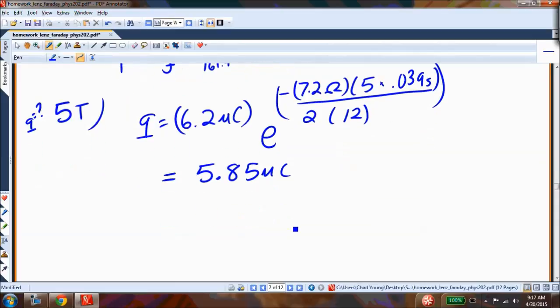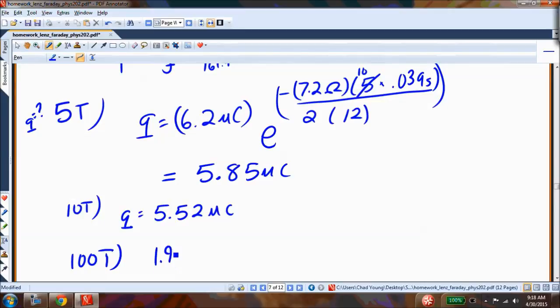I do the same thing for 10T and 100T. I'll just give you the numbers, but it's exactly the same, except you're going to change this to a 10 now. And here I get a charge equal to 5.52 microcoulombs. And finally at 100T, I get 1.92 microcoulombs. So remember this charge, I'll very likely ask you to plot this, by the way, just to sketch it out.